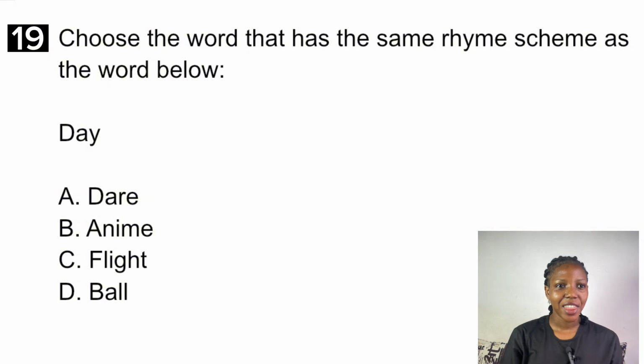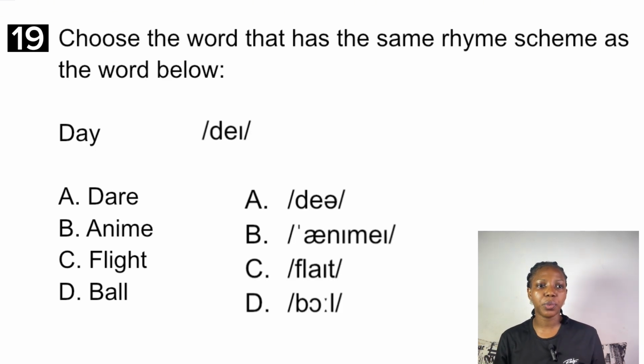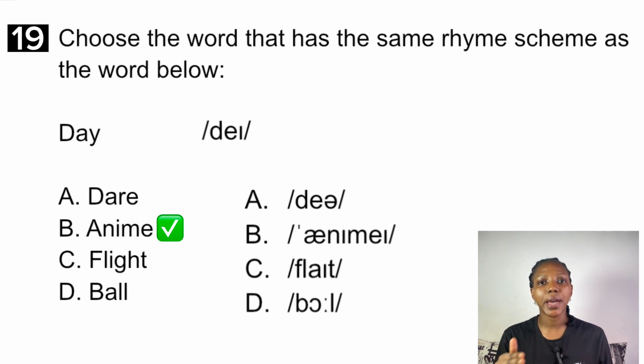Question 19. Now choose the word that has the same rhyme scheme as the word below. So the word is day, and the last sound in the word day is A. So let's look for that in the options. Option A, we have air. Option B, anime, so A. Option C, we have flight. Option D, we have... So the answer to this question is definitely option B, anime. Okay, day. Option B is the final answer to this question.